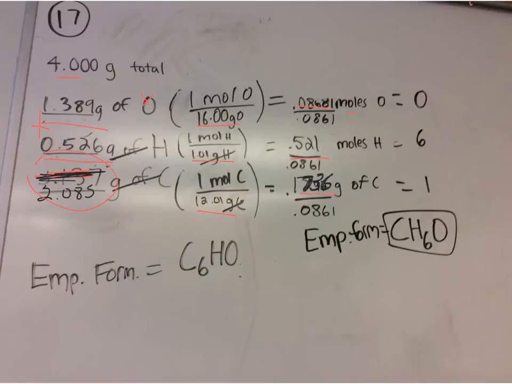And out of the three moles, we want to divide each by the smallest number of moles, which in this case is 0.08681. And when you divide those, you get 1, 6, and 1. So the empirical formula is CH6O.